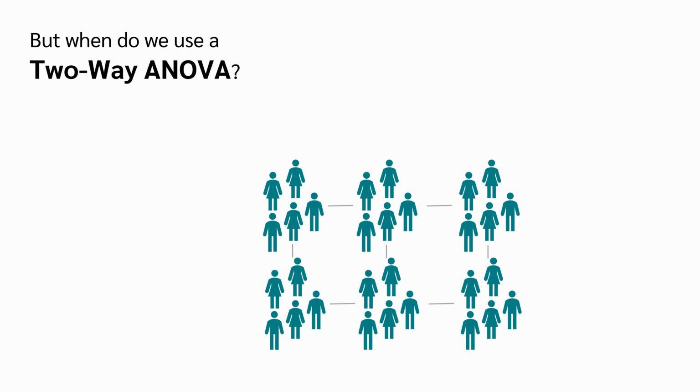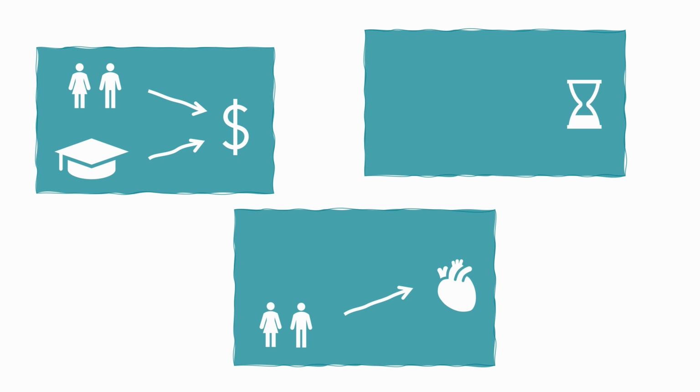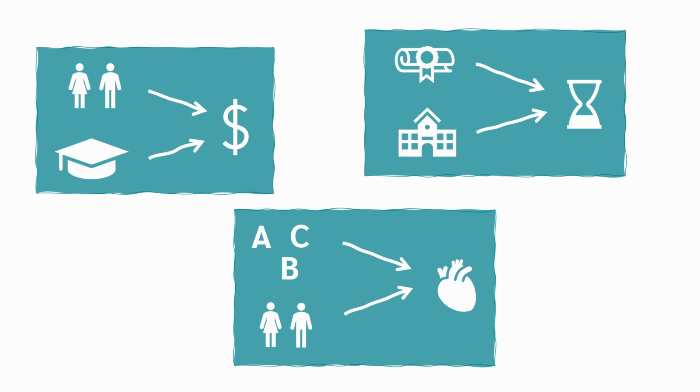But when do we use a two-way ANOVA? We use a two-factor analysis of variance when we have a second factor and we want to know whether this factor also has an effect on the dependent variable. We would also like to know whether, in addition to gender, the highest level of education has an impact on salary. Or we would like to include gender in addition to type of therapy. Or in the third case, we would also like to know whether the university attended, in addition to the field of study, has an influence on the length of study.